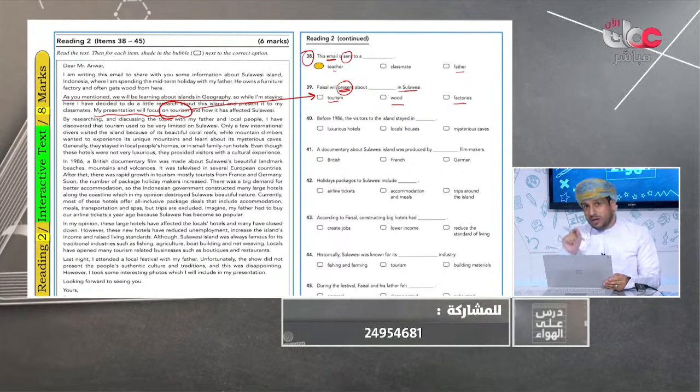Tomorrow, try to find the keywords, underline, go back to the text in order to find the answer quickly, and then spot that answer and shade in the bubble. Okay, if there is any difficulty facing you in any question, just put a mark. For example, I didn't find this answer. Don't waste your time. Skip and go to other questions, and then before you submit your exam paper, you can go back to that question and choose the correct option.